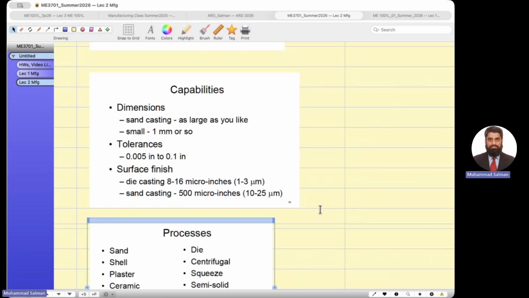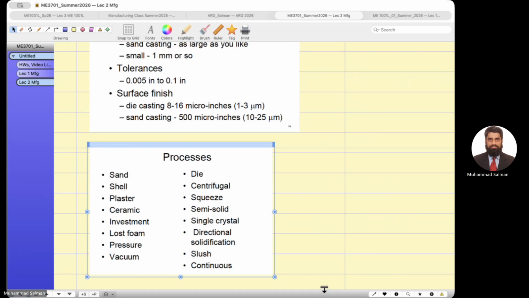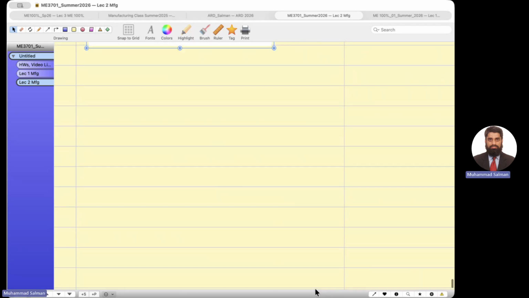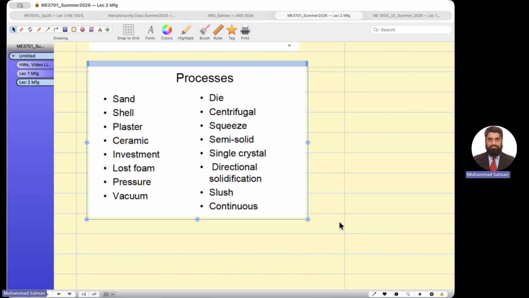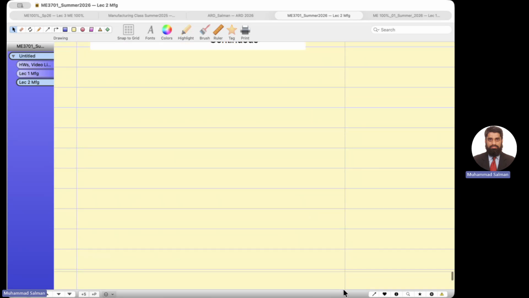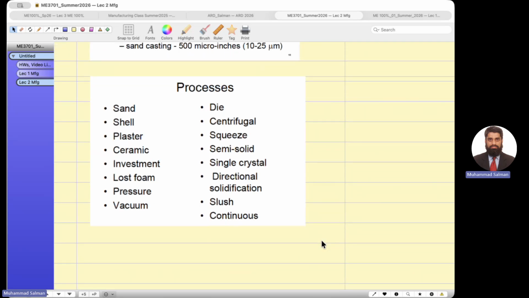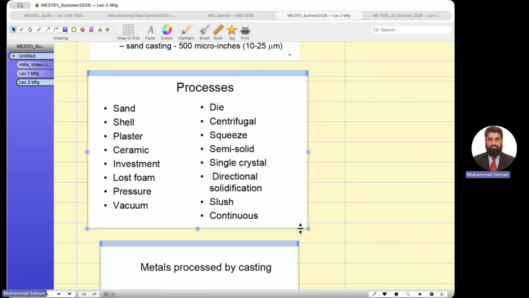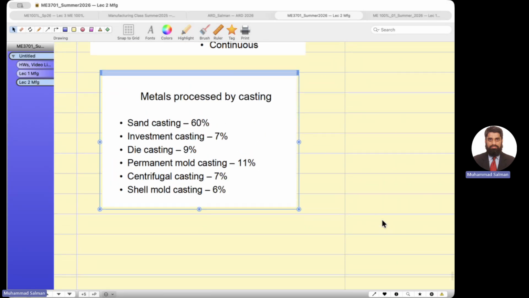So these are the different types of processes. They are available in the market, and these processes are named after the type of process, such as sand mold. You use sand, which is very cheaply available, and you break the sand mold and take the casting out. Shell casting as well. I'm going to show you the types in the next slides. These are the different types which you can understand. As I mentioned, you will study the slides later by yourself.